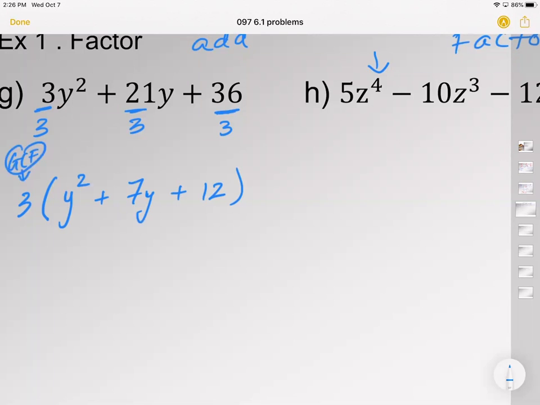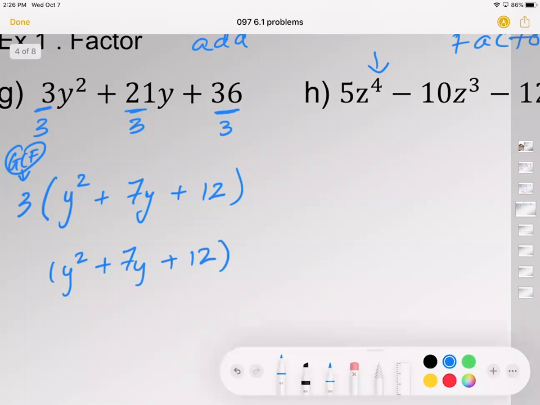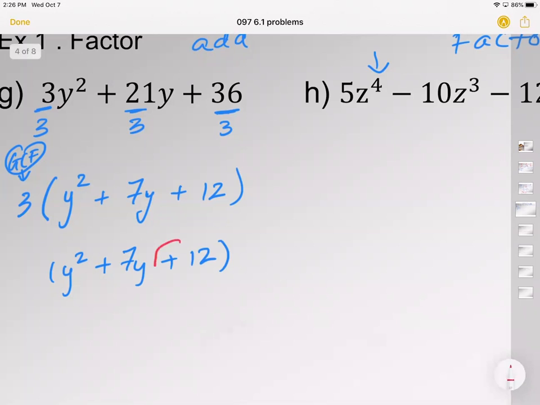I factor it out. And now, as you can see, forget about the 3 for now. What is in my parenthesis? In my parenthesis, this is my normal problem. Why do I say normal? Because there is no number in front of the y square. And if there's no number in front of the y square, now everybody can see that this problem is just like the problem we just did prior, right?